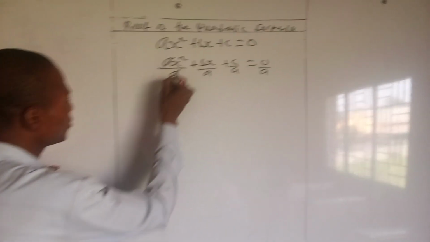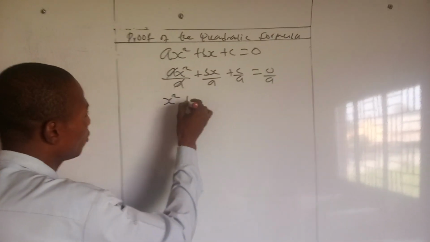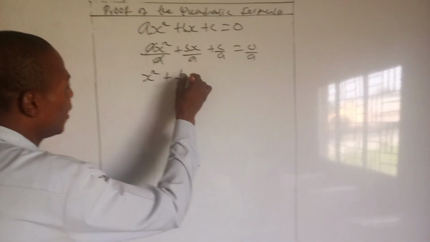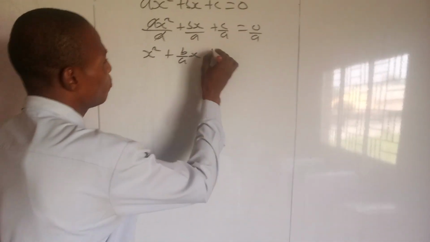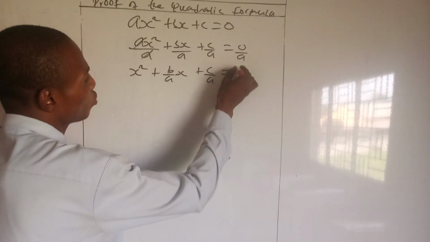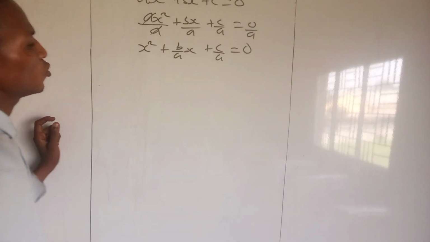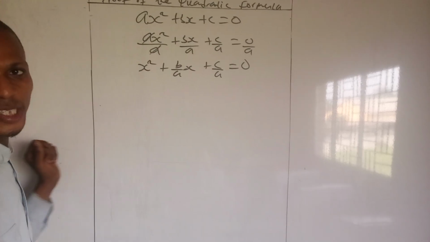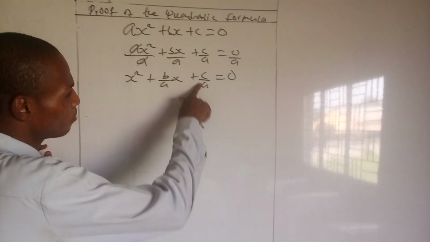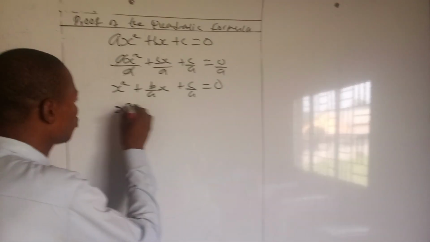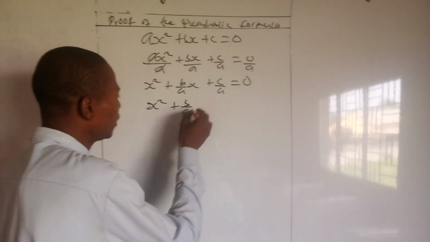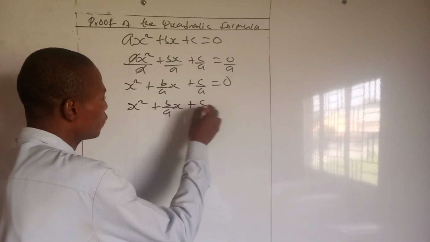So this a cancels this a. You have x squared plus b over a x plus c over a equals 0, since 0 divided by a is 0. The next step is to move the constant to the other side. So this is the constant, move this to the other side. You have x squared plus b over a x plus c over a.